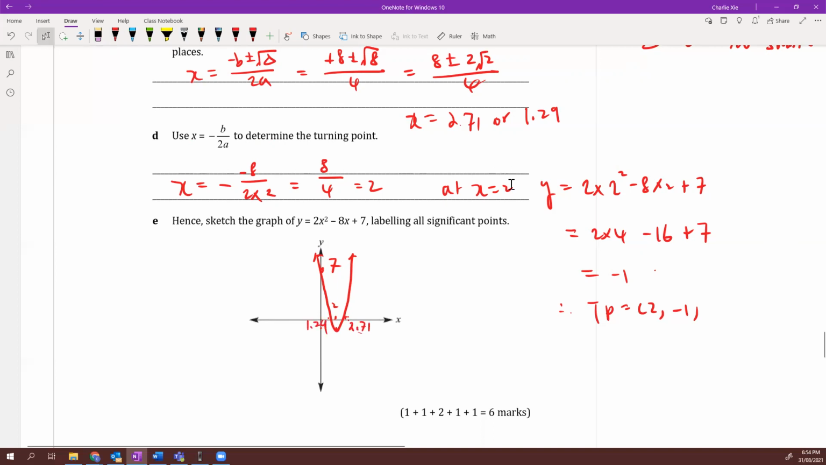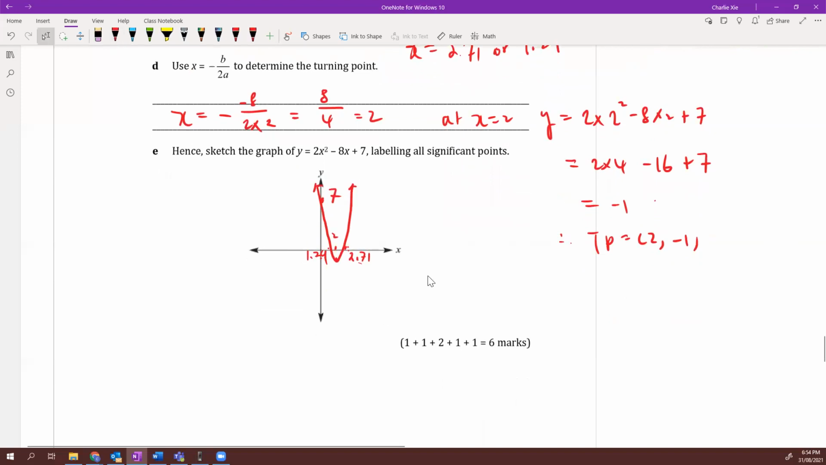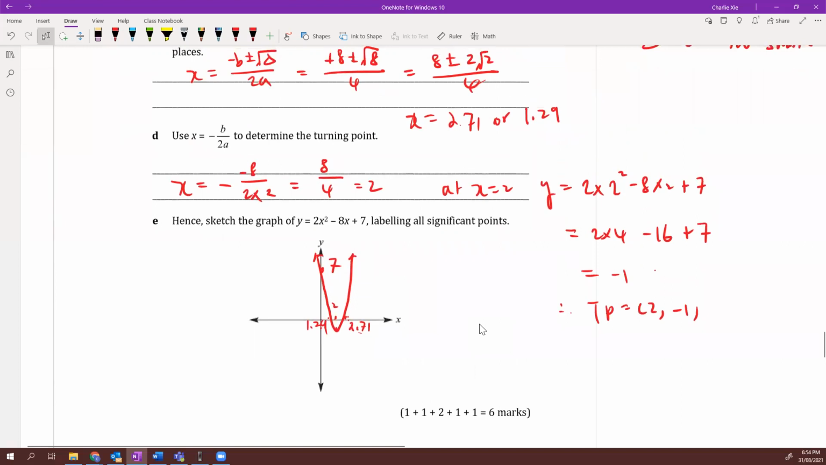Okay. The turning point. Labeling all significant points. So that's why I need to label your intercepts and turning points. Significant points, turning points, intercepts. Okay. So that's 2, -1. All right.